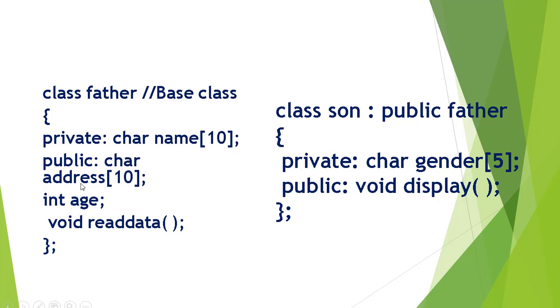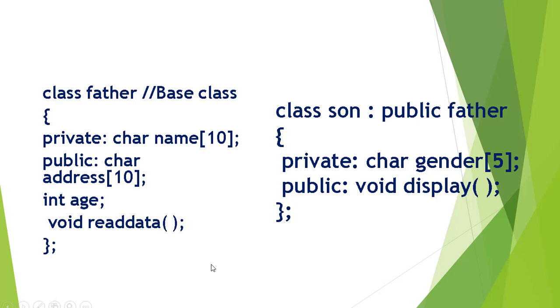Again in public you have char address[10], int age, void read_data. This is a member function. So we have declared all the member functions and the variables inside the class. Then you close the class with a bracket and then put a semicolon.